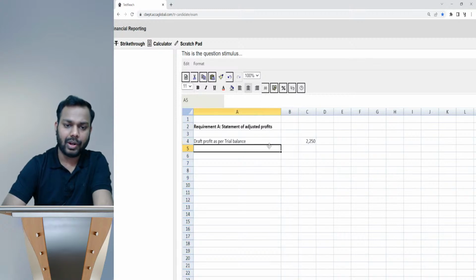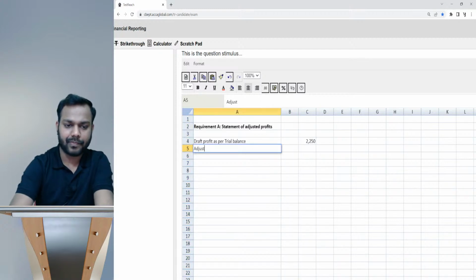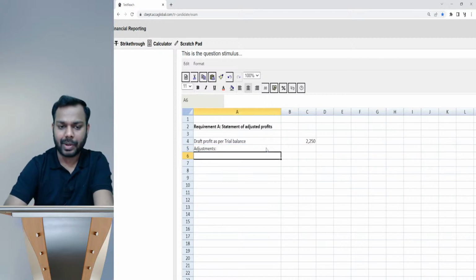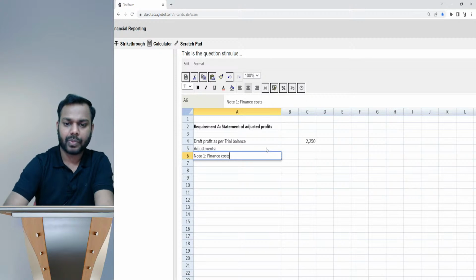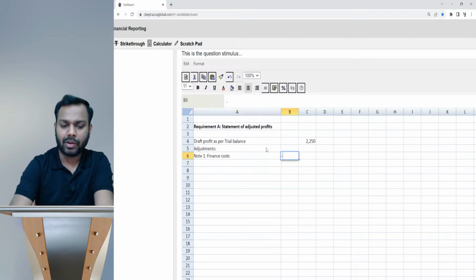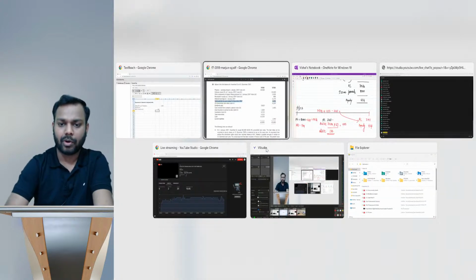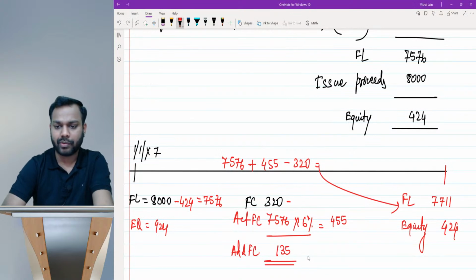And now what we will do is adjustments. Note 1 adjustment: what is the first adjustment that you have to do? Finance costs. And what is the amount of finance cost? 135, if I'm not wrong, right? 135 is the finance cost that you have to charge.